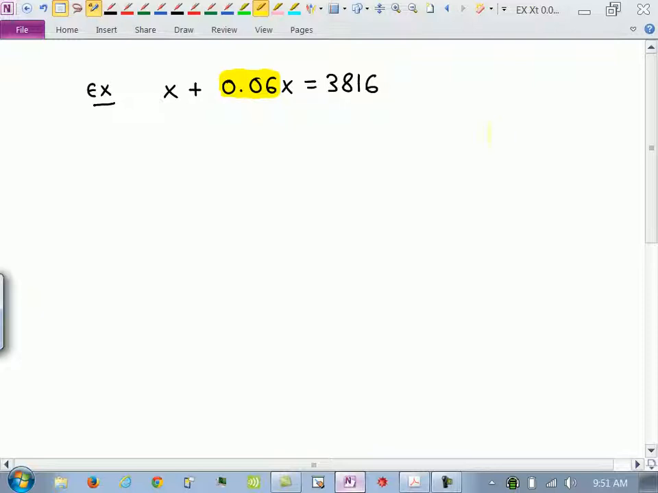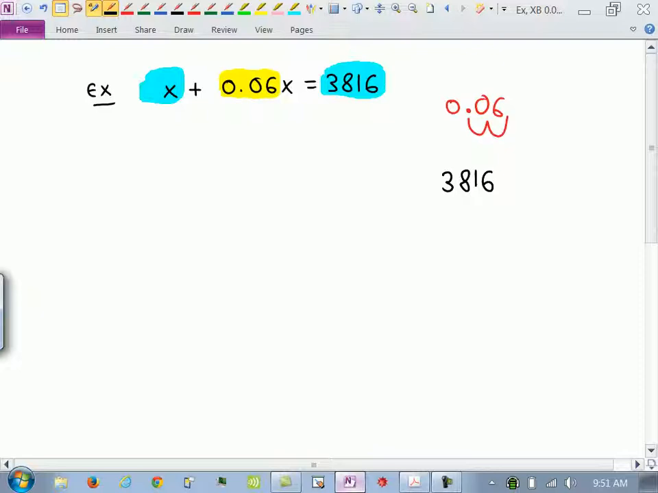2, right? If I take 0.06 and move it 1, 2, it becomes 6. But whatever I do to that one, I have to do to every term. So you need to look at the other 2 terms and figure out what would happen to them. That's a little bit of a tricky part. Let's do the 3,816 first. What would happen to 3,816 if I move the decimal place 2 places to the right?